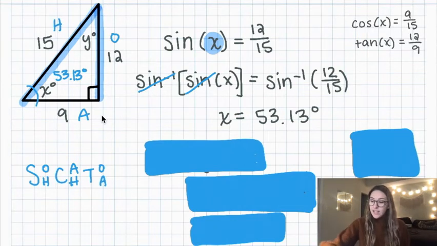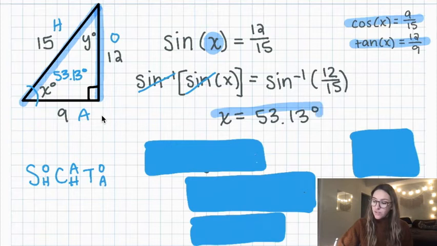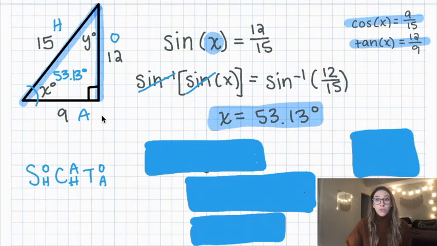Okay. If you wanted to use either of the other two trig functions, you could have used cosine of x, and then you would have used 9 over 15, or you could have done tangent of x, and that would have been 12 over 9. Either way, going through this process, you would have ended up with 53.13.